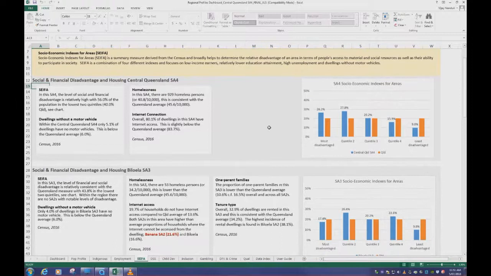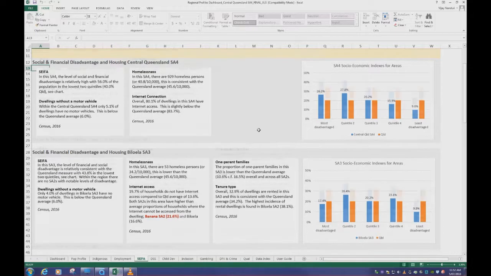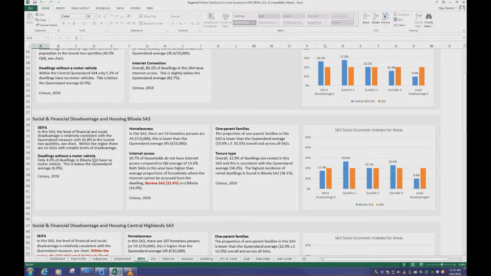A CEFA chart is provided and divides the population into quintiles or fifths. Those quintiles range from the most disadvantaged to the least disadvantaged in the area. This page also covers other aspects separately, such as dwellings without a motor vehicle, rates of homelessness in the area, internet access, proportion of one-parent families, and the tenure type, such as those in rented dwellings.